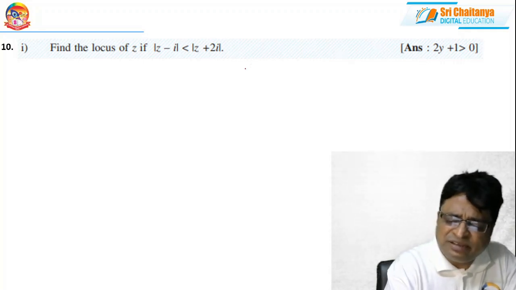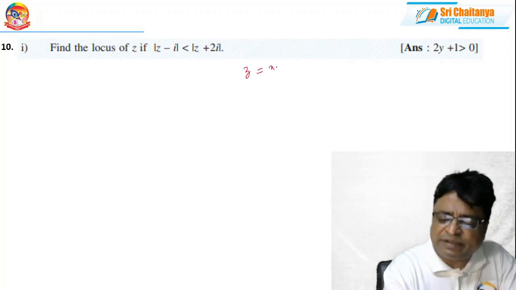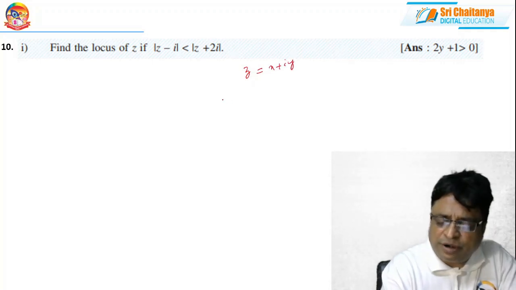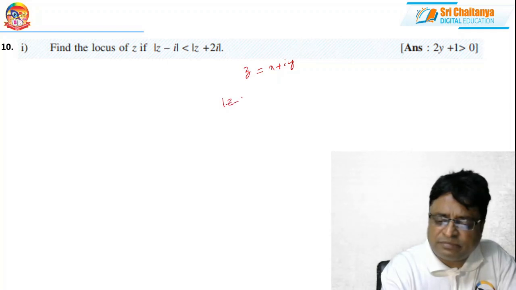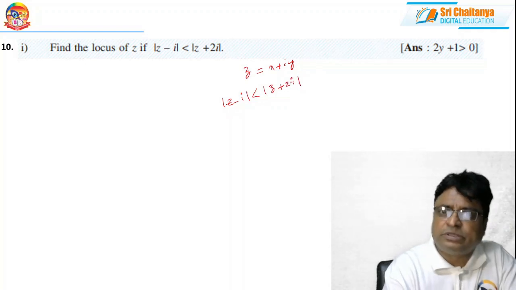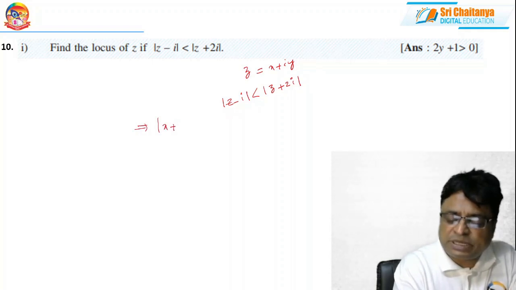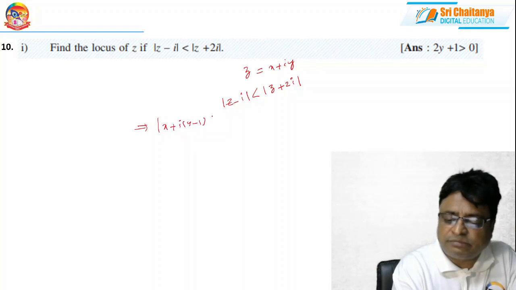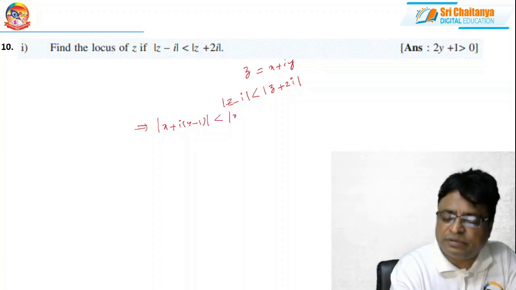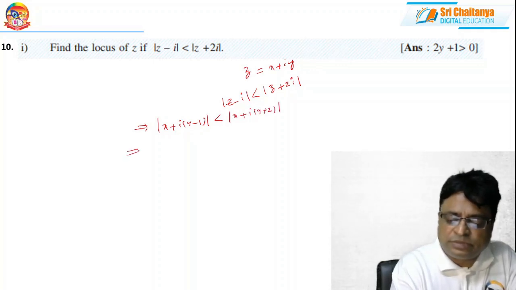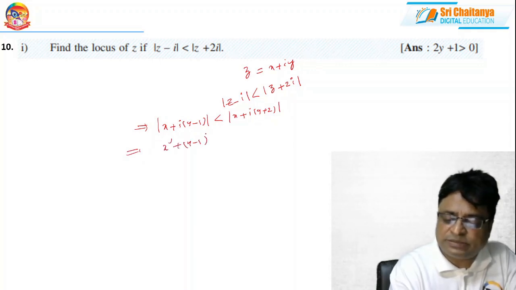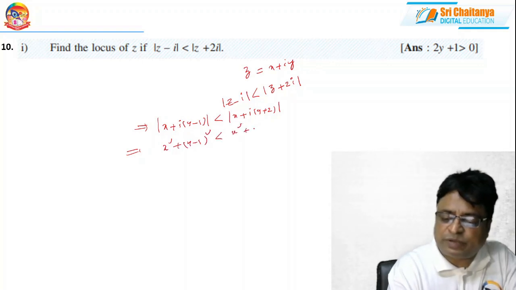See, here it is very simple. Let z equal x plus iy. So mod of z minus i is less than mod of z plus 2. I can write this as mod of x plus i(y minus 1) is less than mod of x plus i(y plus 2). After squaring, since it is modulus, this is x squared plus (y minus 1) whole squared is less than x squared plus (y plus 2) whole squared.